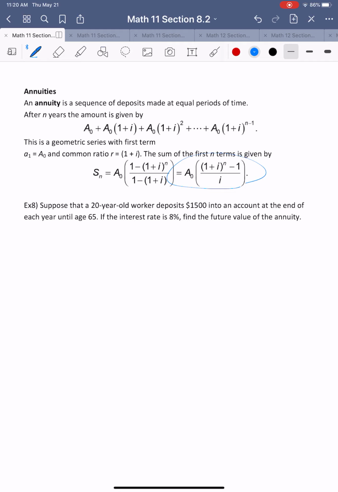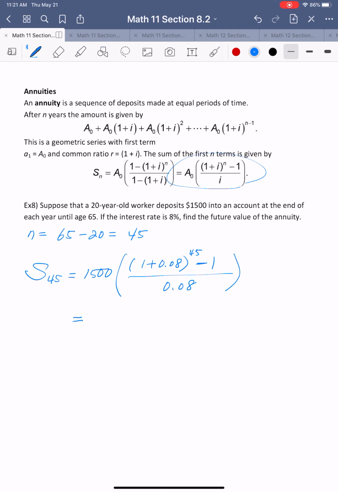Okay, so first we have to subtract to find n. So n will be 65 minus 20, so this person will work for 45 years, right? So 45 years, how much? From the $1,500 every year with the 8% to the power of the 45 years, subtract 1, over the interest rate. And then it adds up to $579,758.43. Okay, so this is the money that he saved over 45 years. Not bad, right? For $1,500 every year.